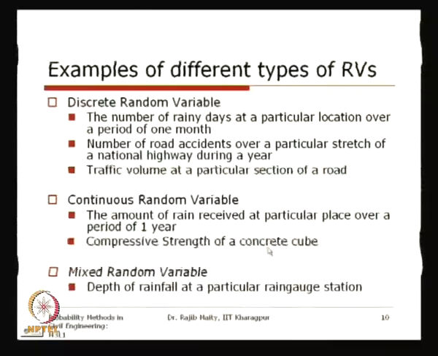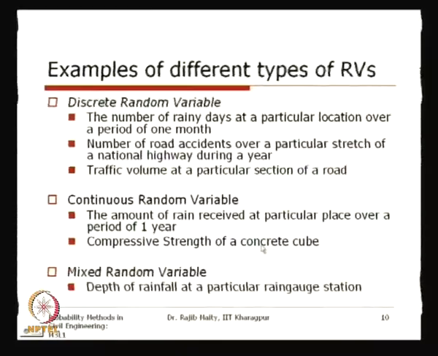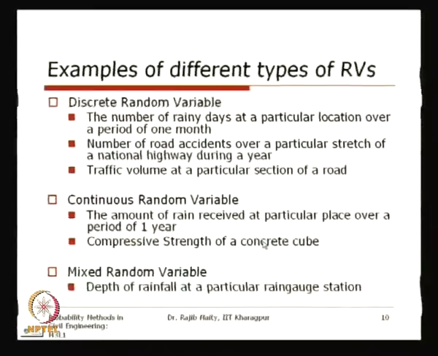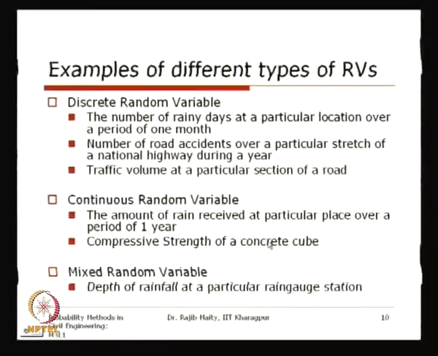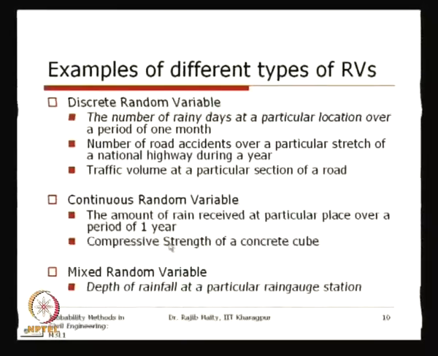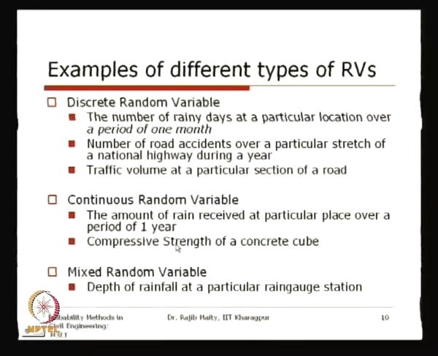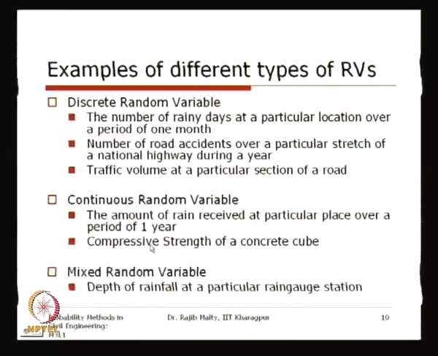Another is the compressive strength of a concrete cube. There are different design criteria. If we prepare the concrete cube and test its compressive strength, that can take any value within a certain range. So this is also an example of a continuous random variable.